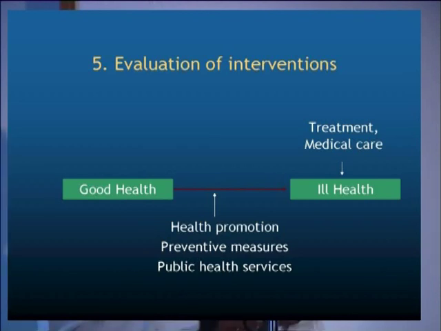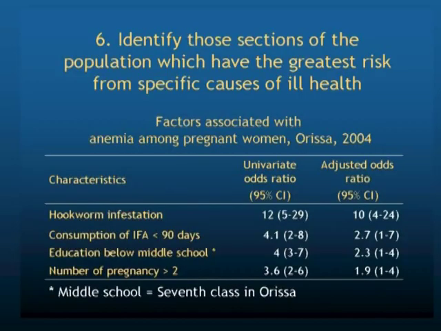In a good healthy population, we can have some prophylactic intervention and then see how many of them are protected. Or in some disease, you can have some treatment and then evaluate how many of them are cured. Now, here you can identify those sections of the population which have the greatest risk from specific causes of ill health.